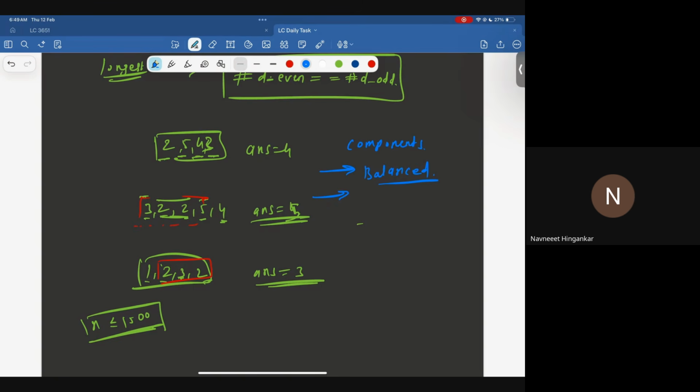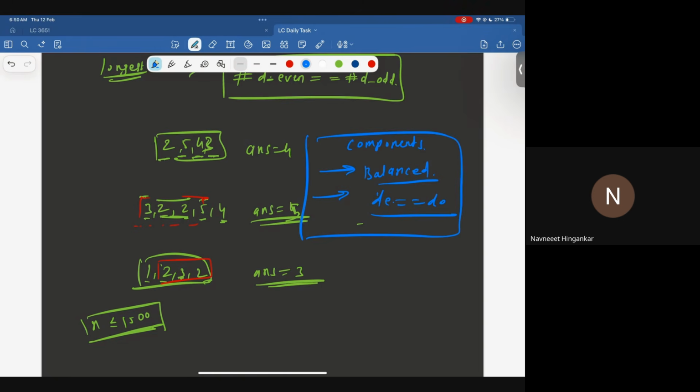Balanced. Second, distinct even equal to distinct odd. This is another component. And what else? Longest, that's the task. Okay, so these are the thinking points, right? These are the thinking points for us.